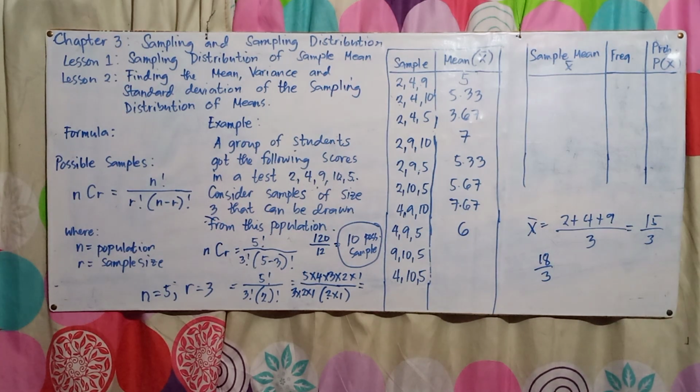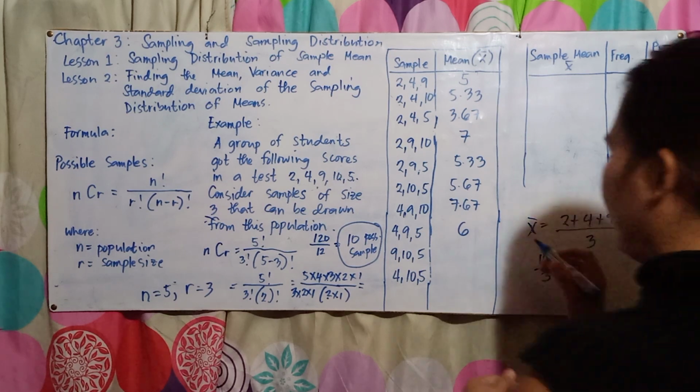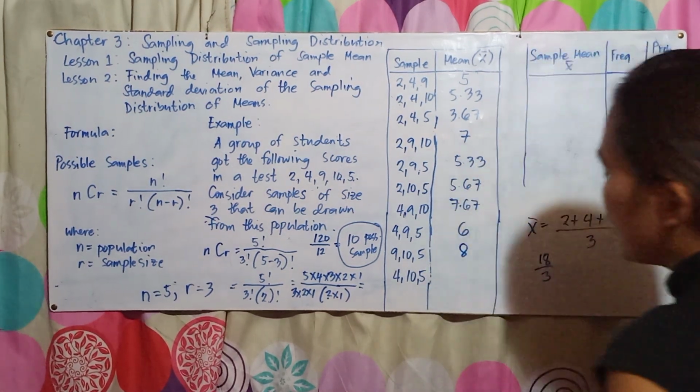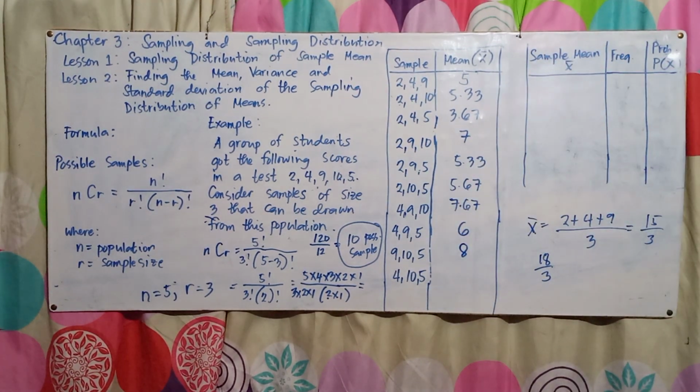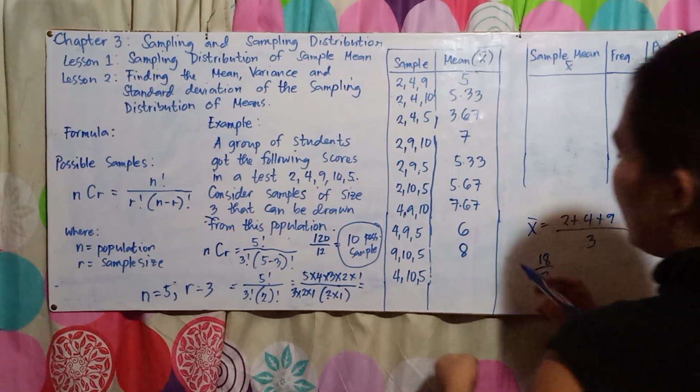9, 10, and 5. So 19, 24. 24 divided by 3 is 8. Next, 4, 10, and 5. So 19 divided by 3, 6.33.